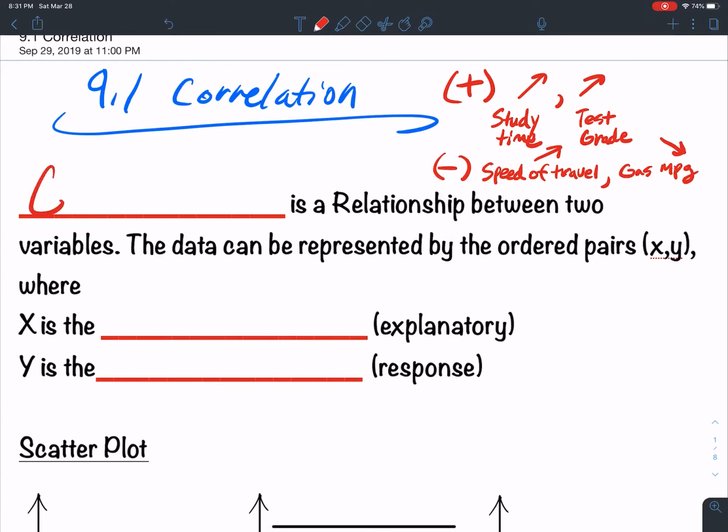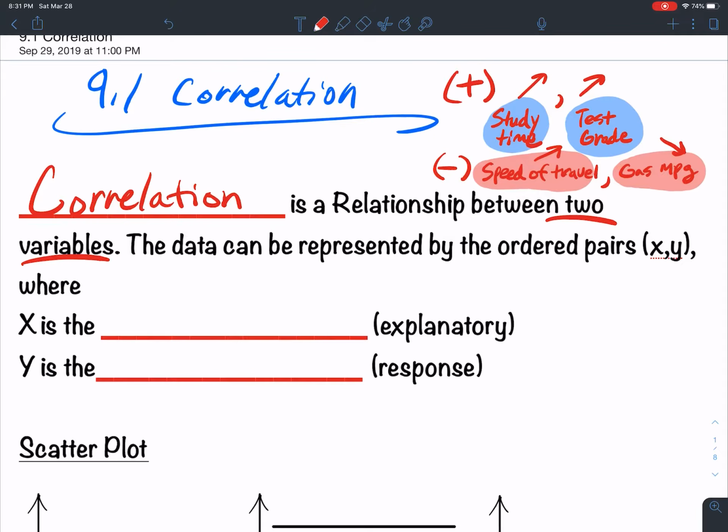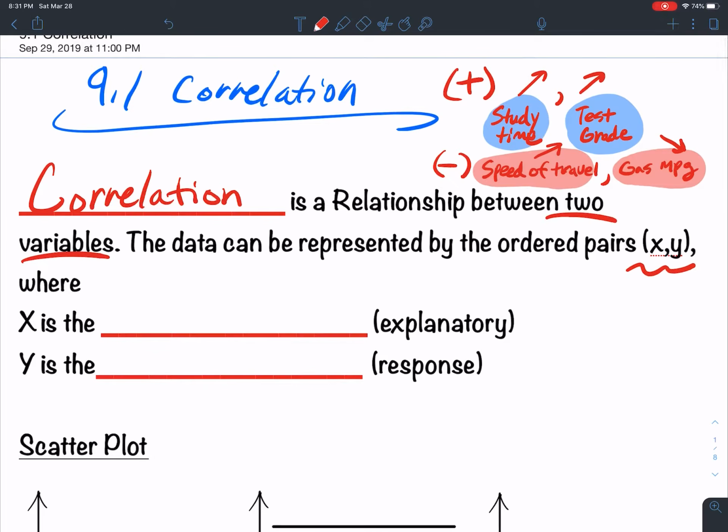So what is going on here? We're doing a correlation. This is a relationship between two variables. Okay, so like here's a variable, here's another variable. A relationship between two variables, typically represented by an XY pair.